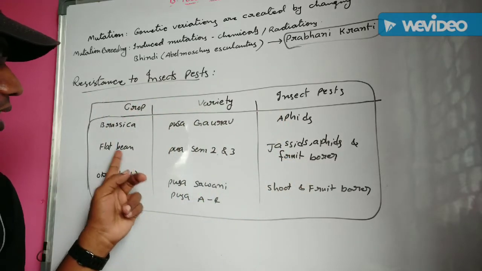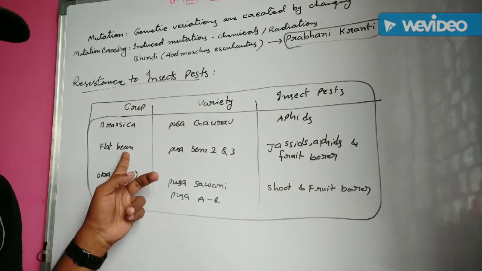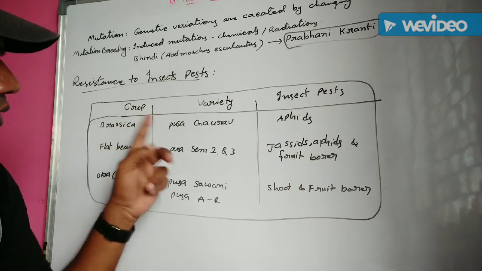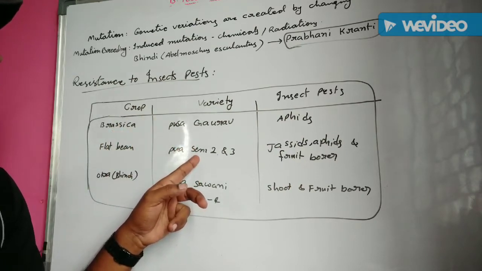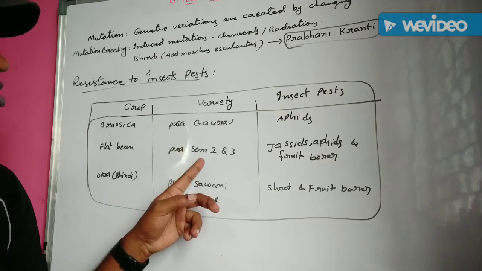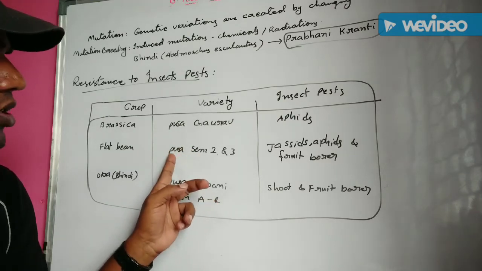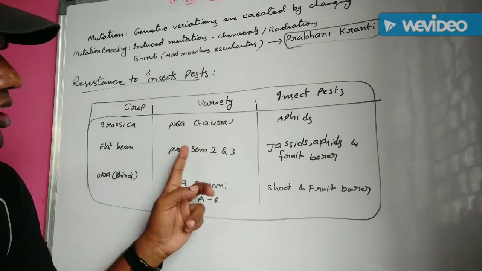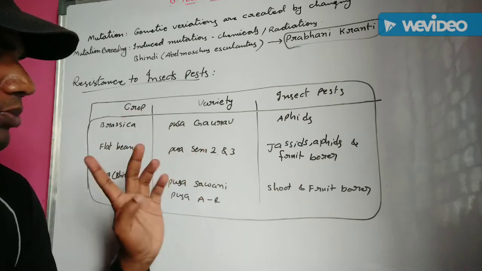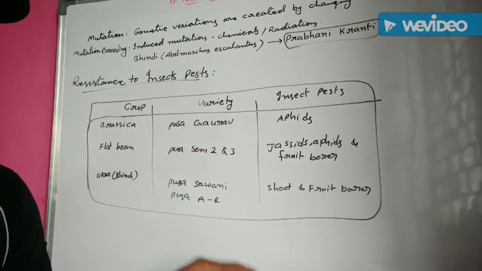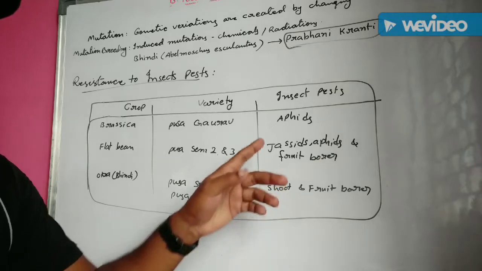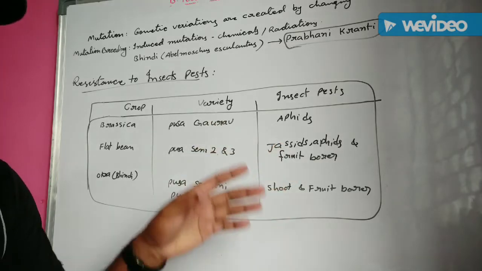Next one, flat beans. New varieties of flat beans are created with resistance to insects and pests. This one is Pusa Sem 2 and Pusa Sem 3. These are highly resistant to jassids, aphids and fruit borer.